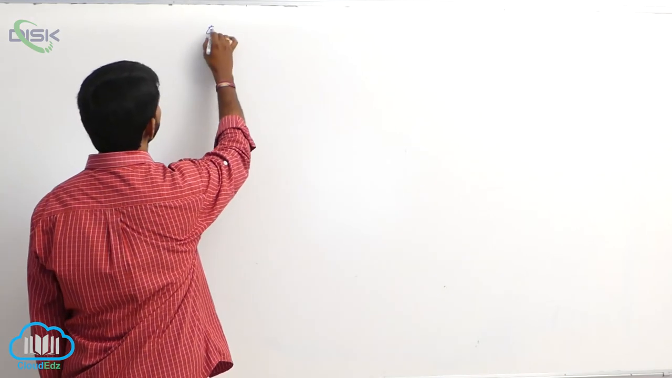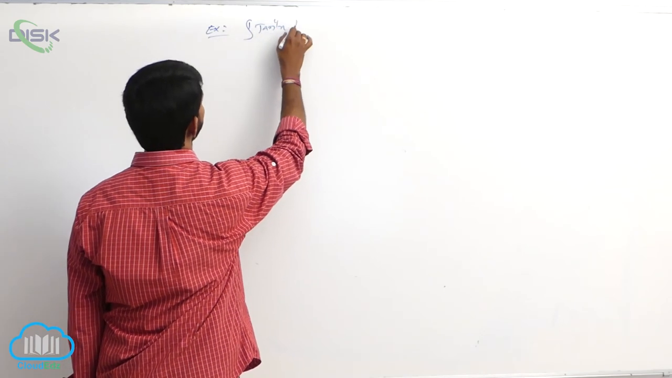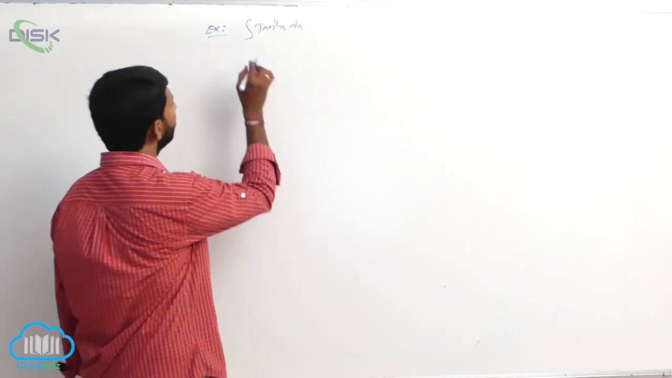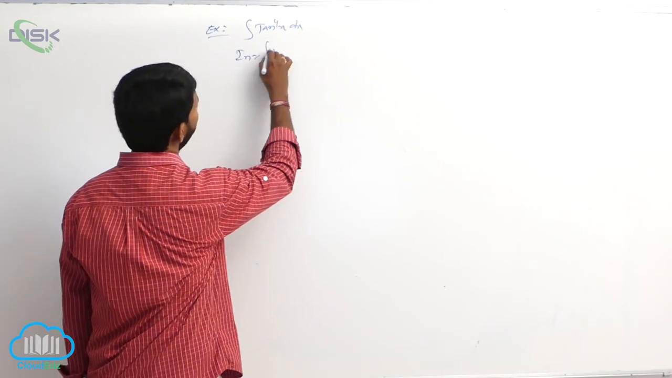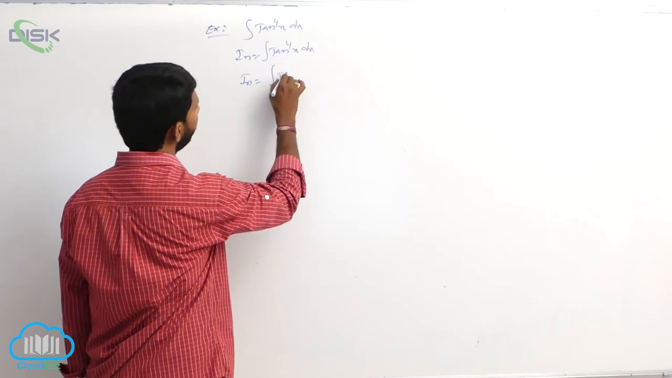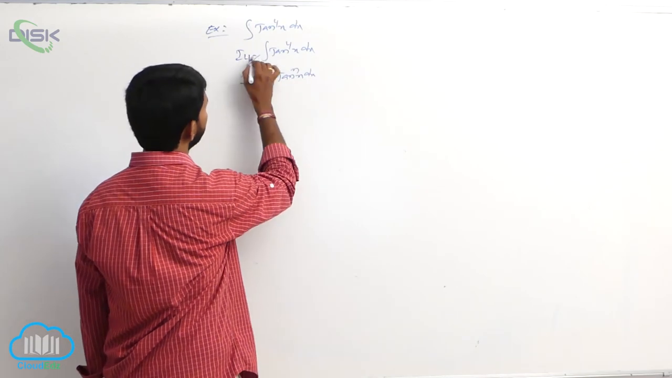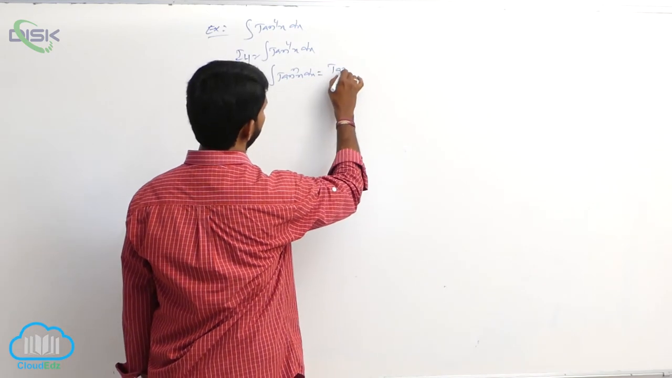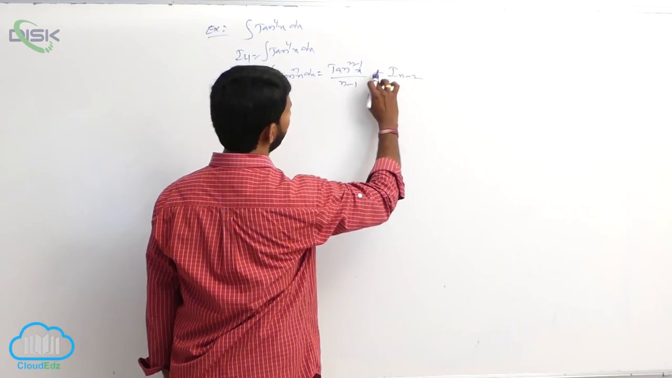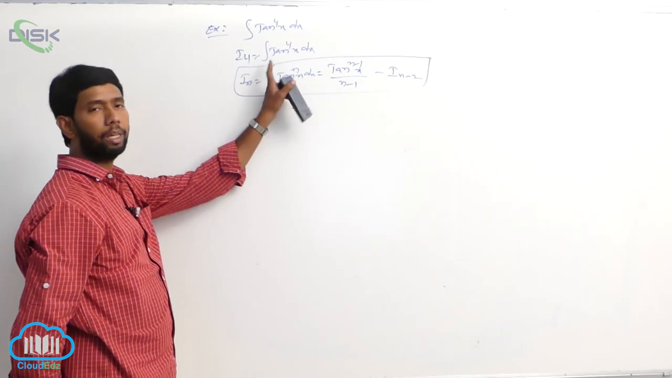And one example is, find the value of integral of tan power 4x dx. Let us consider I n is equal to integral of tan power 4x dx. If the formula is I n is equal to integral of tan power nx dx is equal to tan power n minus 1 x by n minus 1 minus I n minus 2. Using the formula, find the value of integral of tan power 4x.